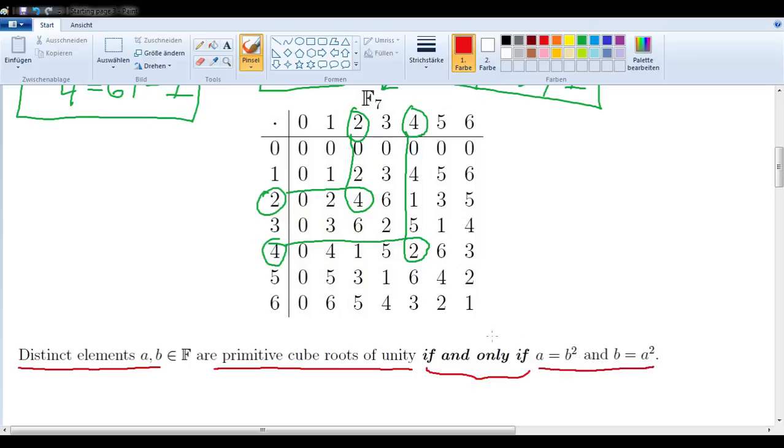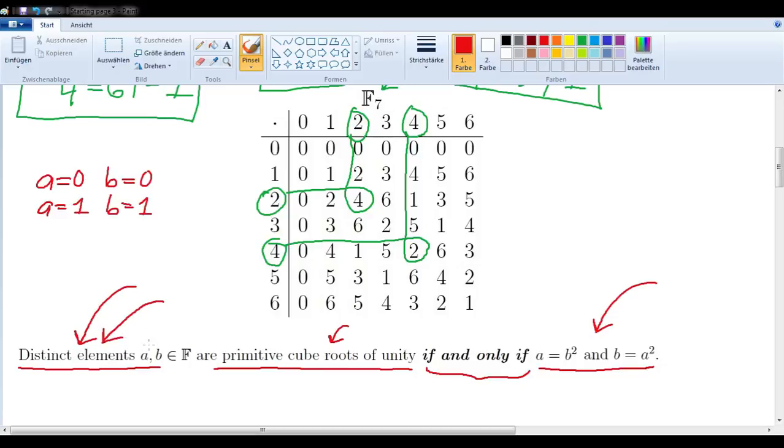Before we prove this, let's talk shortly about this part, distinct elements. We shouldn't forget that, because if we have elements, for example, A being equal to 0 and B being equal to 0, then it is indeed the case that A equals B squared and B equals A squared, right? Everything is just 0. But these are not primitive cube roots of unity. The same could be true of the case A equals 1 and B equals 1.